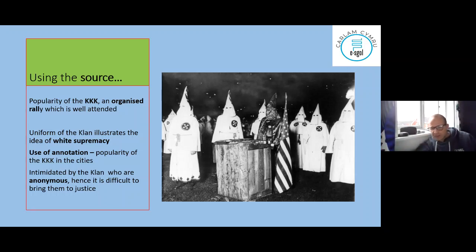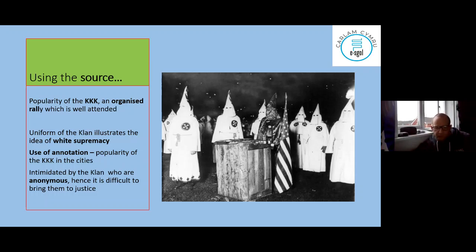The annotation implies the popularity of the KKK in the cities. You might add that many Black Americans moved northwards during the Great Migration of the 1920s or post-World War I. So that might account for the rise in the Klan in the northern cities. But in particular, as you know from your knowledge, the main rise was in the southern states, the Deep South, or in the Bible Belt states.